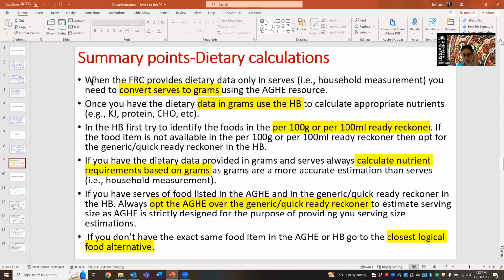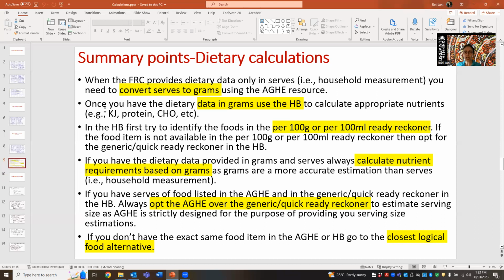When you have the food record chart and it provides you dietary data only in household measurements, not serving sizes per se, like 1 cup of coffee and say 1 tub of yogurt, you first need to convert these household measurements into grams. All right, how do you convert household measurements into grams? You use your Australian Guide to Healthy Eating resource for this. A detailed recording has been done in part 1 of the video. This is a quick snapshot.